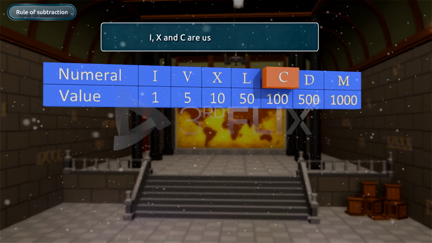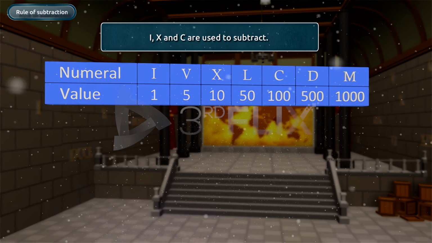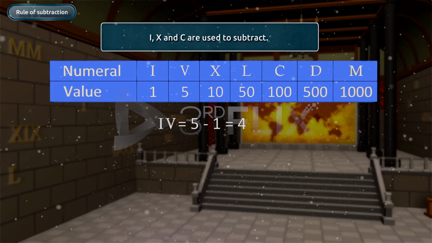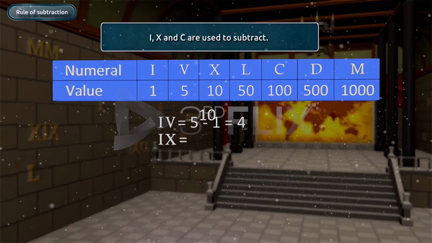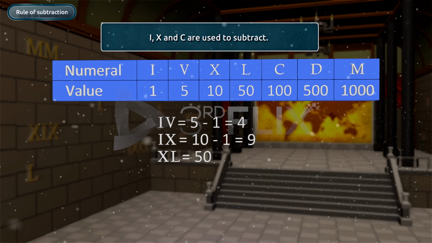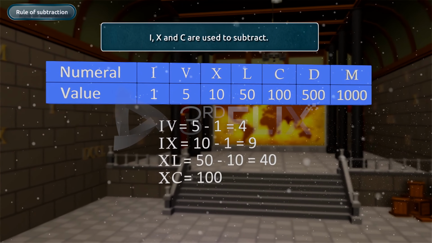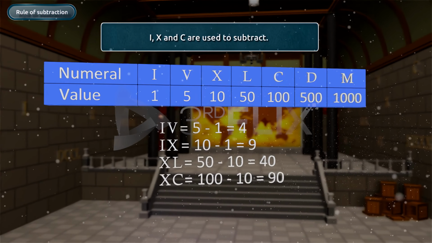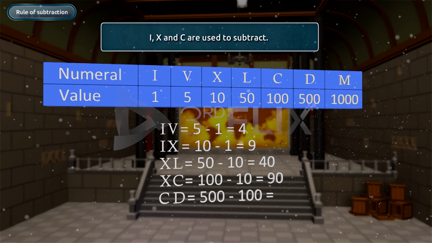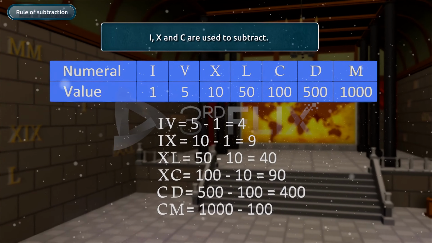I, X, and C are used to subtract. There are just 6 combinations. IV equals 5 minus 1 equals 4. IX equals 10 minus 1 equals 9. XL equals 50 minus 10 equals 40. XC equals 100 minus 10 equals 90. CD equals 500 minus 100 equals 400. CM equals 1000 minus 100 equals 900.